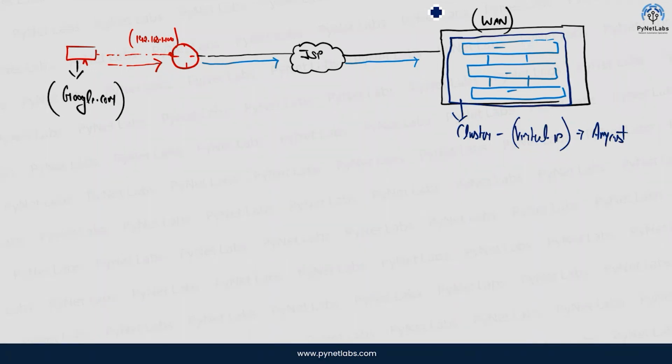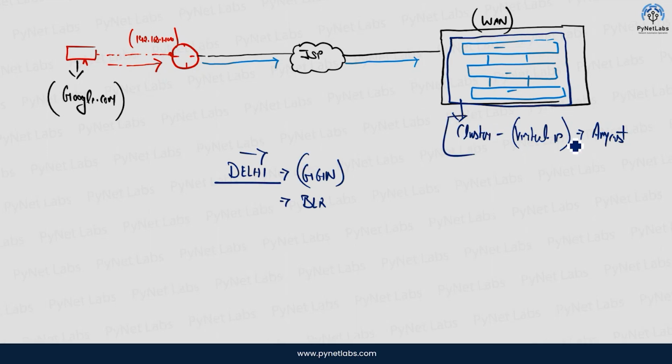Let's say I am sitting in the Delhi location. For sure, if I'm browsing google.com, it is going to reach the Gurgaon location. It's not going to reach the Bangalore location, because the Gurgaon location is shorter and will take less time. So on this cluster, there is a virtual IP assigned, and that is the anycast IP.